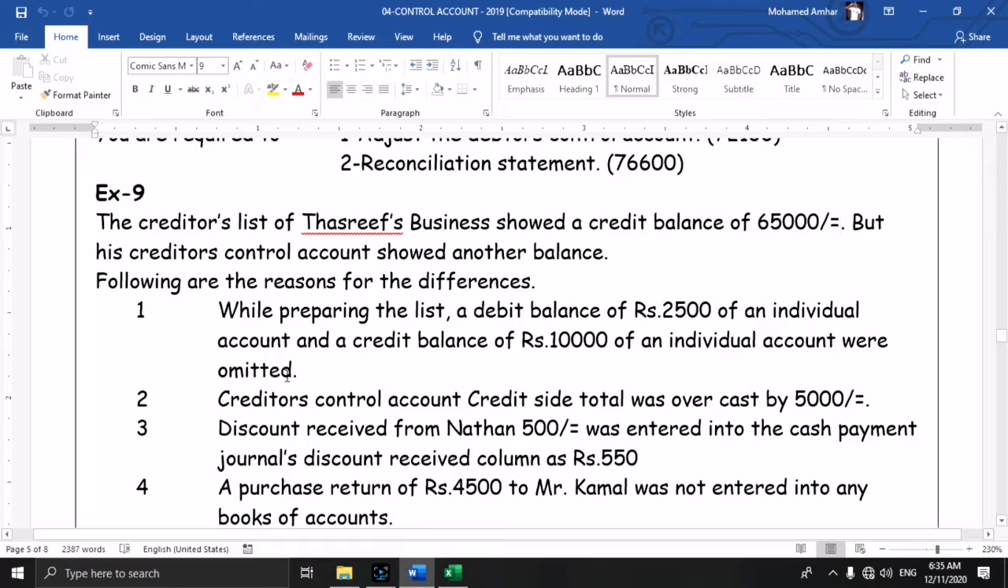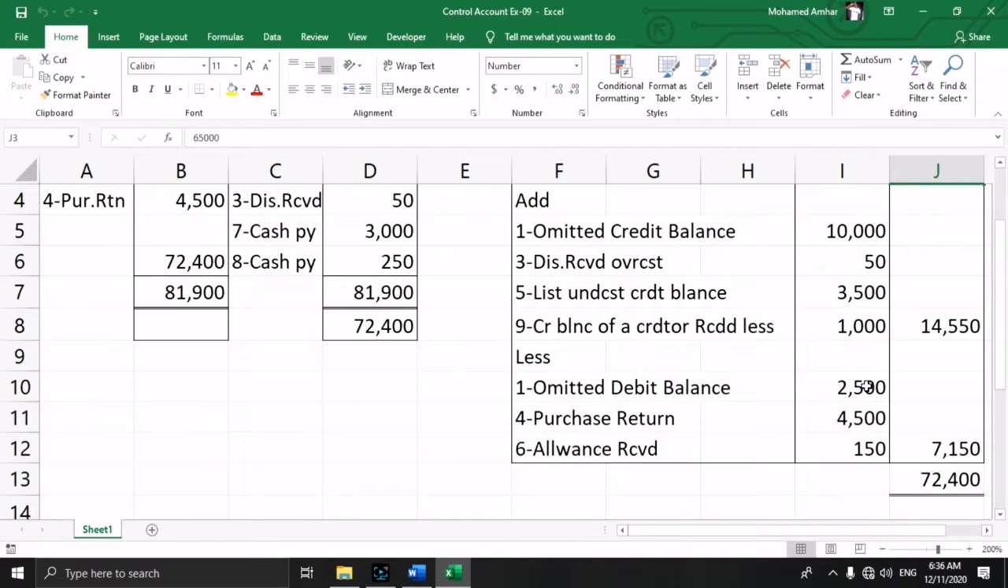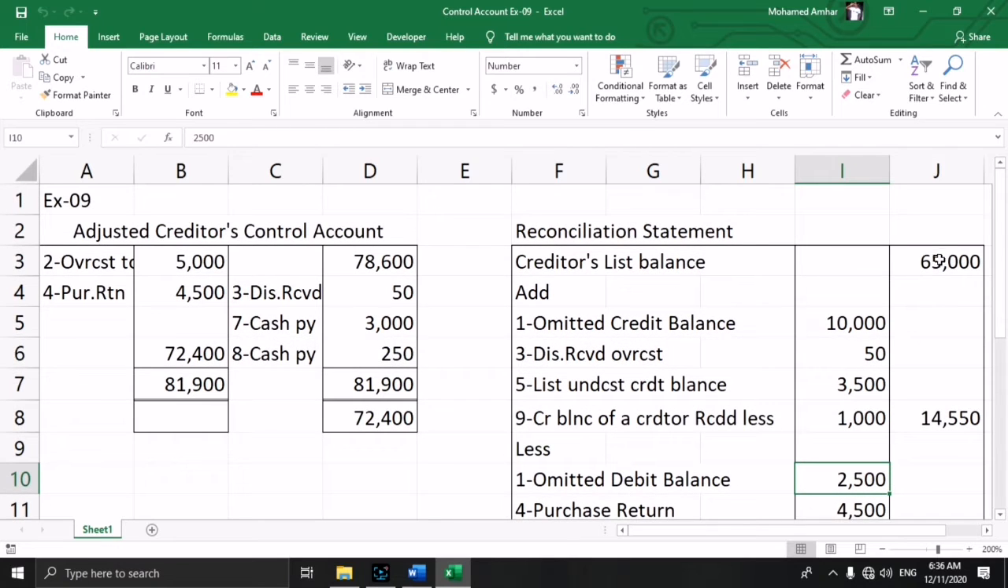Here, if a debit balance is omitted, the individual account total would be increased by 2,500. So you have to decrease 2,500 from the list balance. Same as, if one individual account credit balance is omitted, then the total of individual account balances is less. So you have to add 10,000 to the list balance.